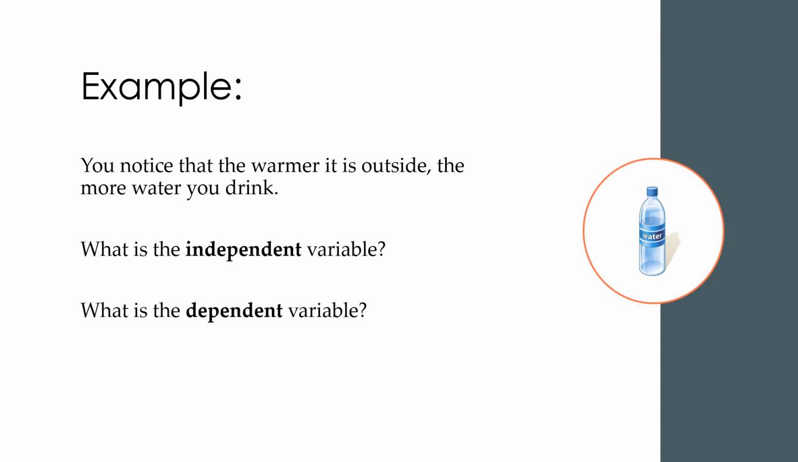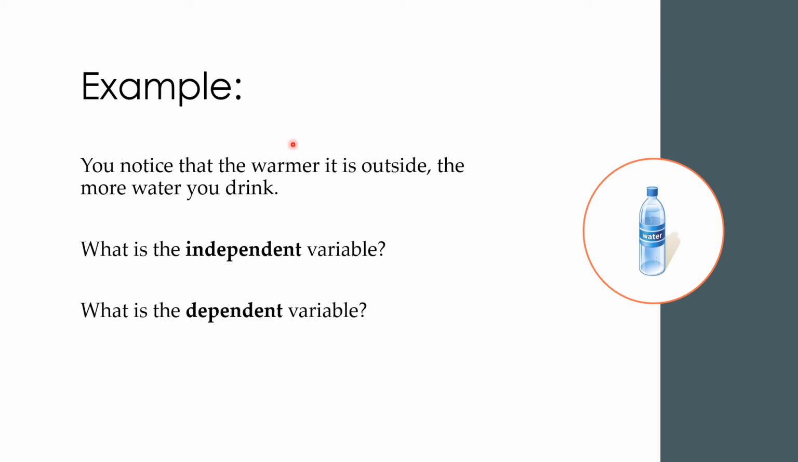The first example is a pretty basic situation. You notice that the warmer it is outside, the more water you drink. Notice that there are no numbers in this situation. I'm not asking you to identify input and output numbers or anything like that. We're just talking about what situation we're starting with, and what's the thing that depends on something else. How much water you drink depends on how warm it is outside.